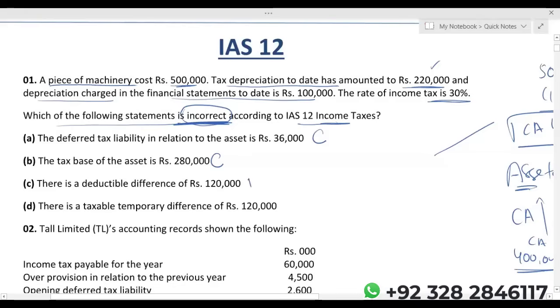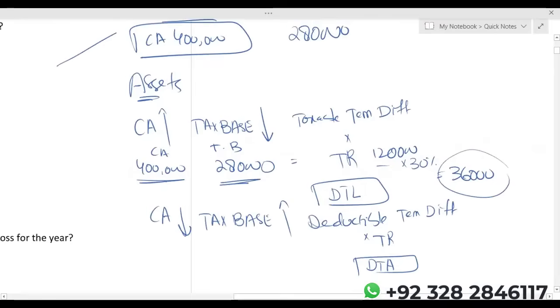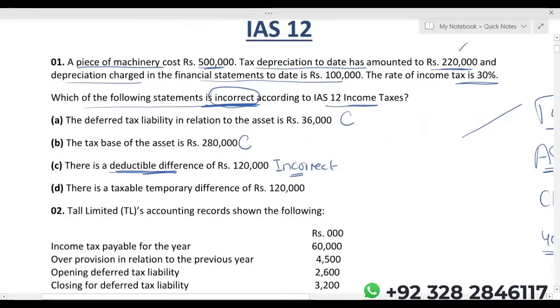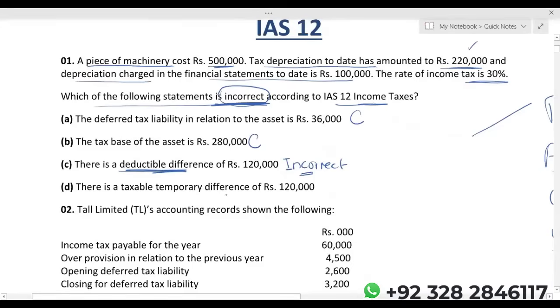Can I say this is incorrect? Why is it incorrect? They are saying deductible difference. According to our relationship, the difference is taxable. When an asset has a carrying amount more than tax base, the difference is taxable, not deductible. That is why C is incorrect. There is a taxable temporary difference, that is correct. But the answer is C. Why C? Because the examiner has asked us to tell which option is incorrect.